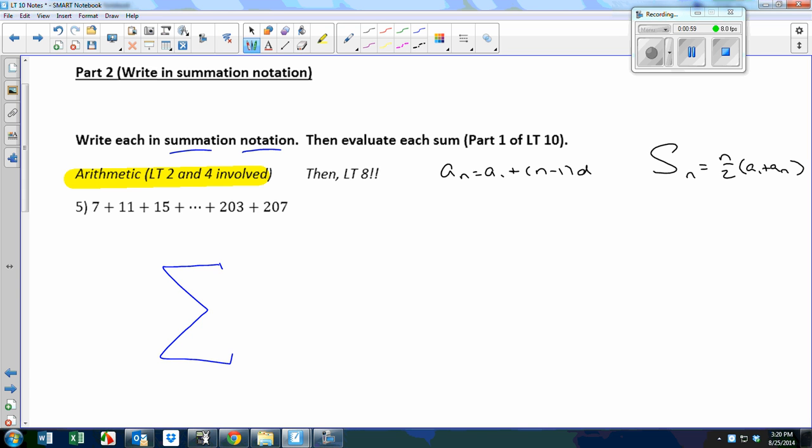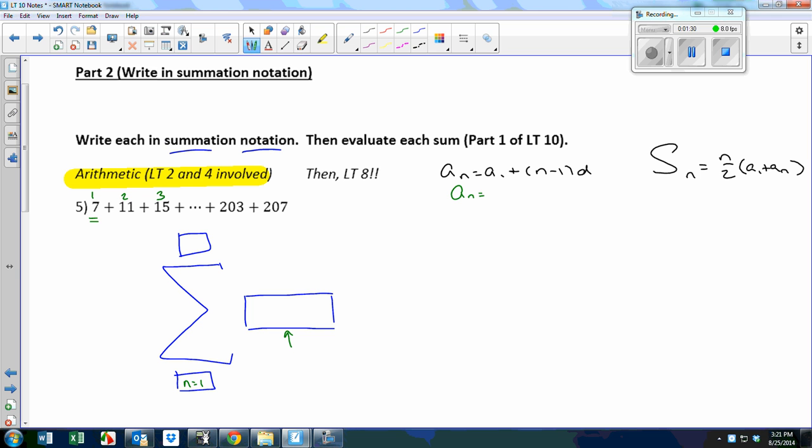So we'll start with the blank sigma and 3 boxes that we need to fill in. First, if given the choice, always start with n equals 1. So we're declaring that the 7 is the first term. So n equals 1 is our starting term. The next thing, we're going to find the rule that goes in this box. That rule is the explicit rule for this arithmetic series, which can be found using Learning Target 4.